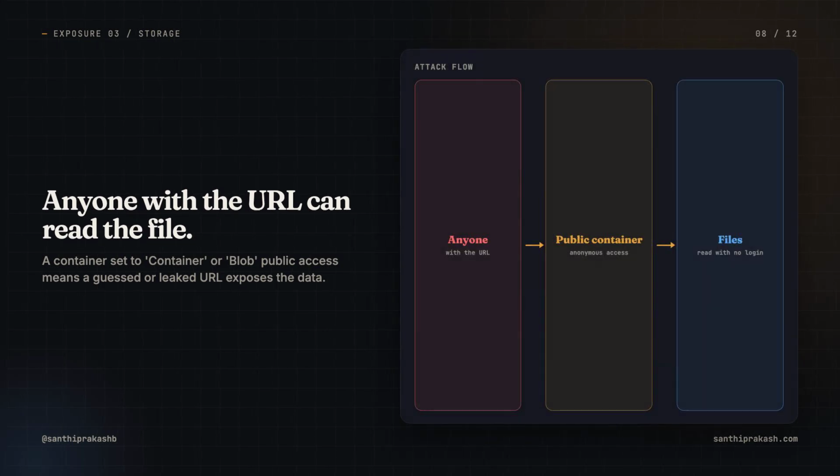Third, storage accounts and anonymous access. If a container's public access level is set to container or blob, anyone who has the URL can read your files. There is no login prompt and no alert. New Azure storage accounts disable anonymous blob access by default, but older accounts or accounts where it was enabled for a one-off can still be exposed. A single leaked link can become a full data leak.